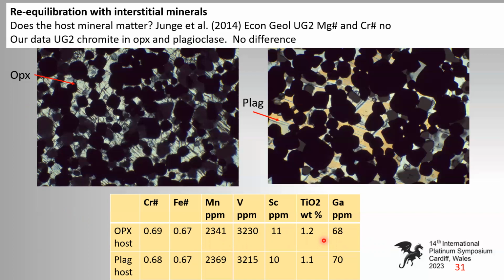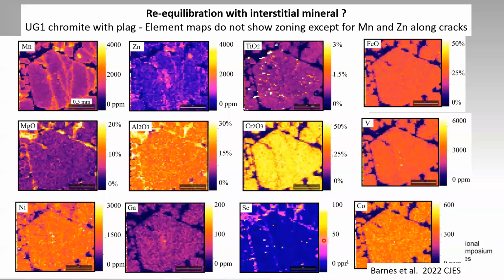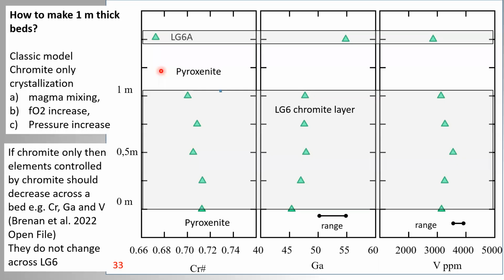The chromite, as long as you've got more than 50% chromite, doesn't change that much. These are just element maps of the UG1 chromite to show you that we don't see any zonation. This is all lasering. We do see a little bit of alteration in the cracks for the manganese and zinc, but for most of the elements, there's no zonation. So we're not looking at reaction. Right, so that answers the subsolidus question. Stick to the things with more than 50% chromite and keep away from the margins, unless you want to study reactional chromites. That's a different question.